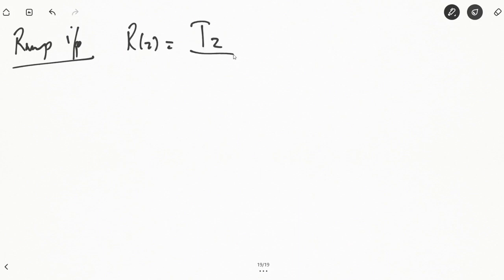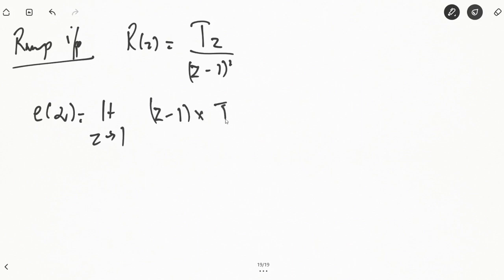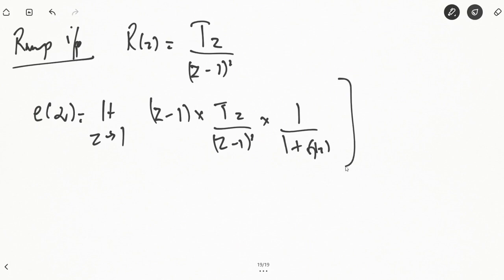Similarly, for a ramp input, R(z) is Tz divided by (z minus 1) squared. Therefore, E infinity becomes limit z tends to 1 (z minus 1) R(z), that's actually Tz divided by (z minus 1) squared, into 1 divided by 1 plus G(z). Fine. So इस सब का limit है ये. So this cancels out, so you are applying the limits.